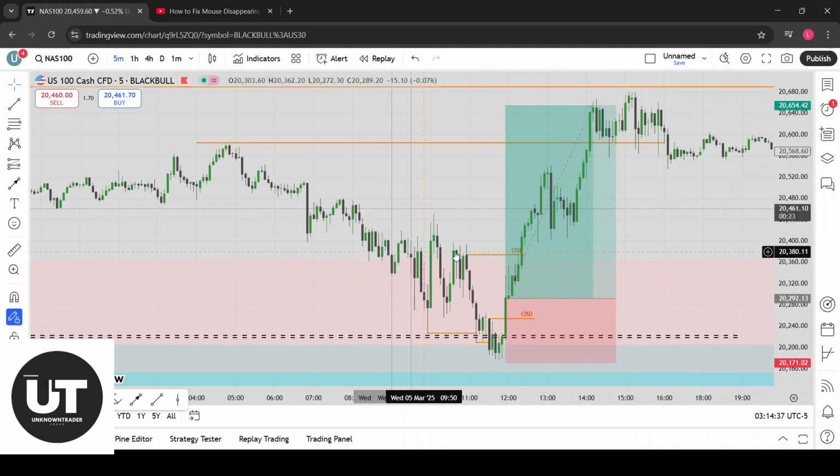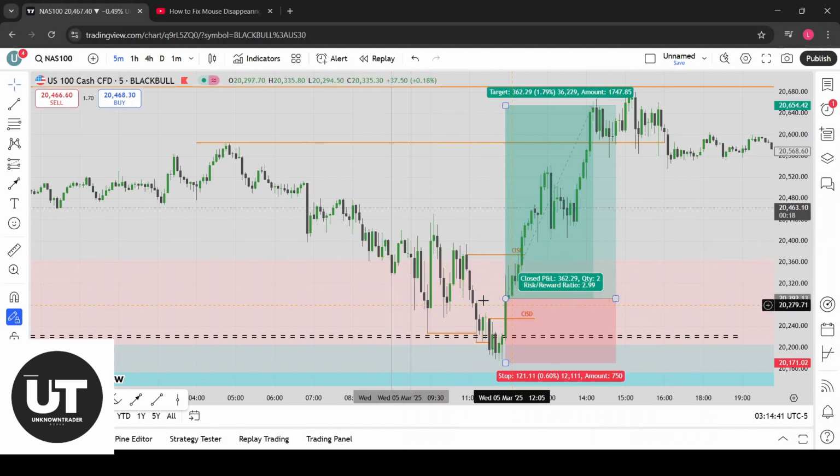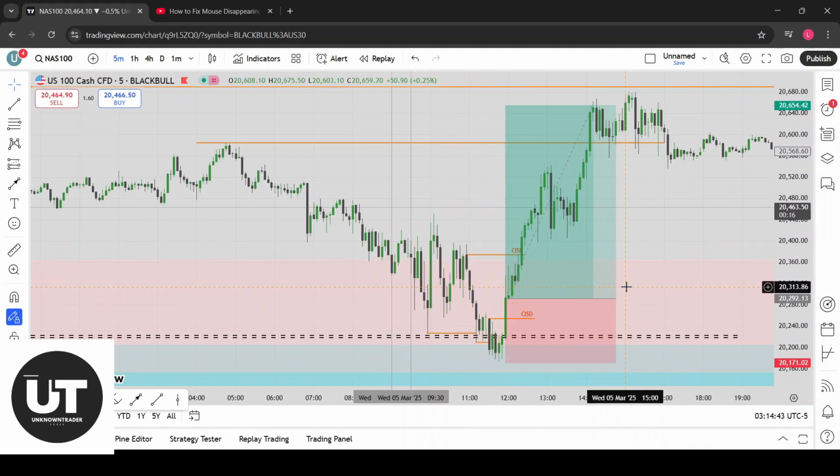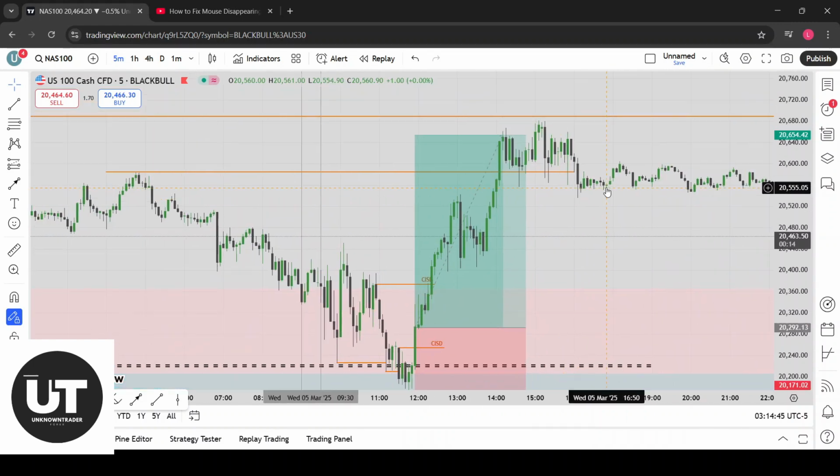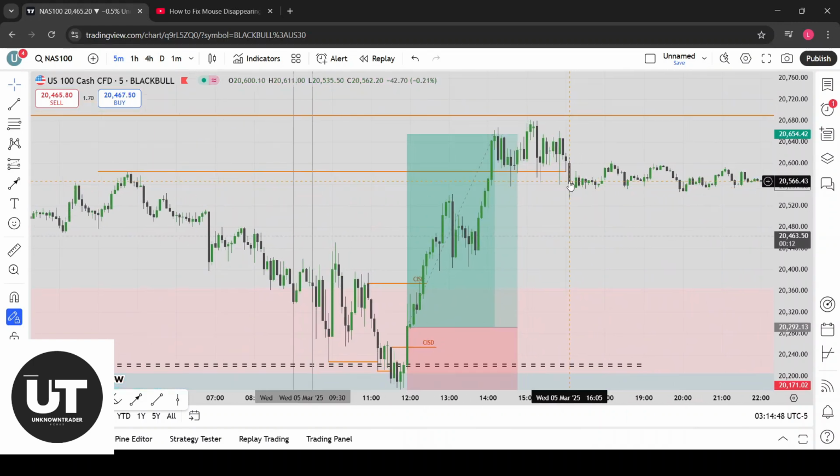As soon as we close above this change in state, again, I'm moving my stop to break even right here. And that's exactly how I'm going to be looking to use this entry model to make 1 million rand in 2020.